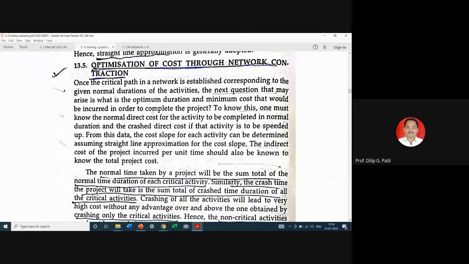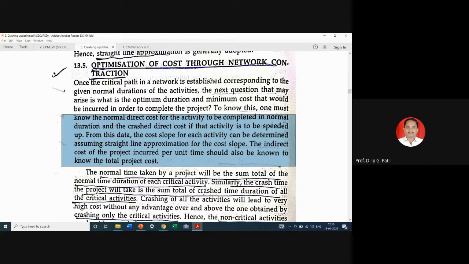To know this, one must know the normal direct cost for the activity to be completed in normal duration and the crash direct cost if the activity is to be speeded up. From this data, the cost slope for each activity can be determined, assuming straight line approximation for the cost slope. The indirect cost of the project incurred per unit time should also be known to know the total project cost.